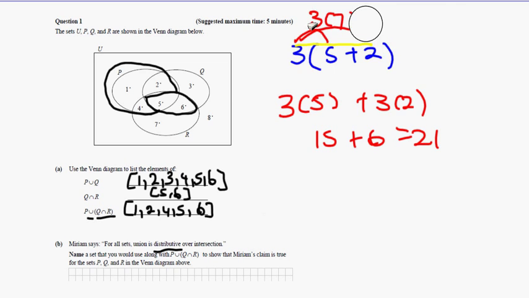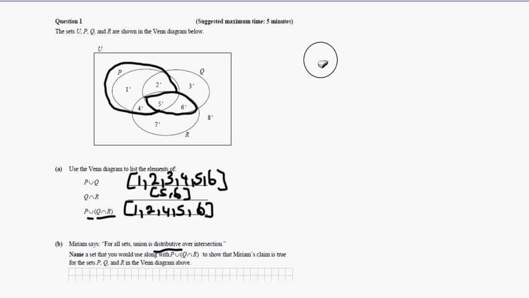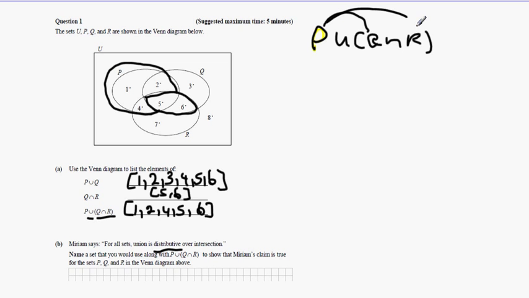So in the same breath, what I'm looking at doing here is saying that instead of doing P union Q intersection R, why don't I do P union Q and P union R and intersect the answer? So what I might do is P union Q intersection P union R.